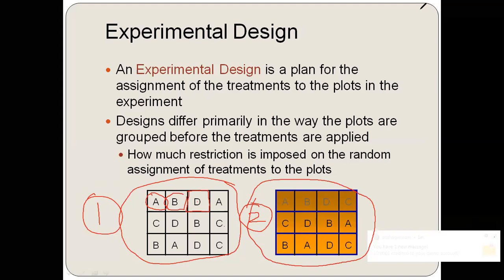Randomization. We are talking about randomization. You see, how many treatments are there altogether? These letters are each of these treatments. How many treatments are there? 12.